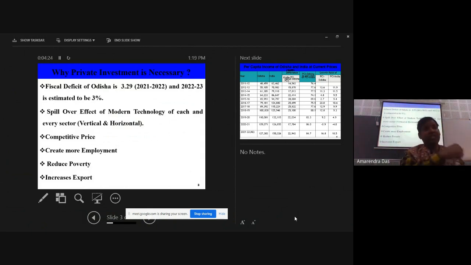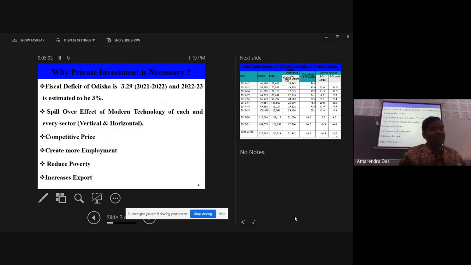Also, as Sir was saying, when private investment comes, urbanization increases. People who are not getting jobs in rural areas shift to urban areas, and income increases. Exports also increase. Due to this investment, a lot of greenfield investment happens, and due to greenfield investment, the productivity and efficiency of the economy increase.